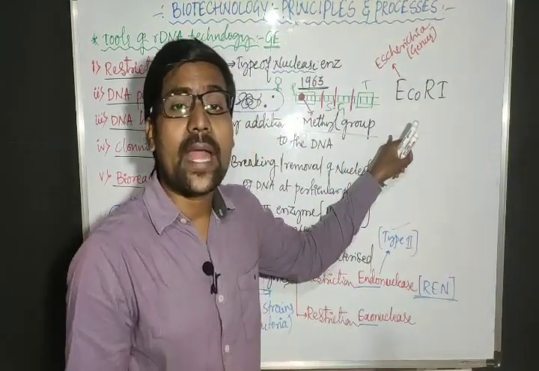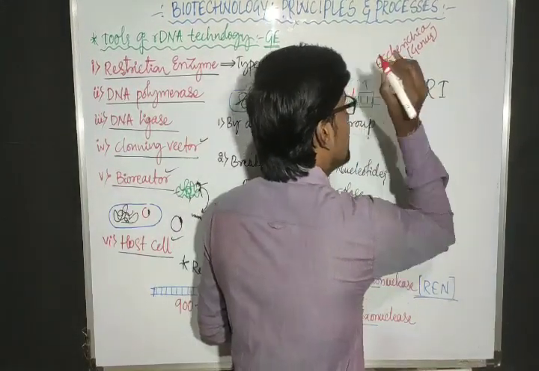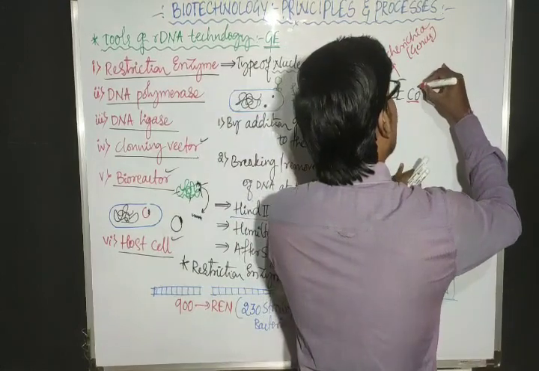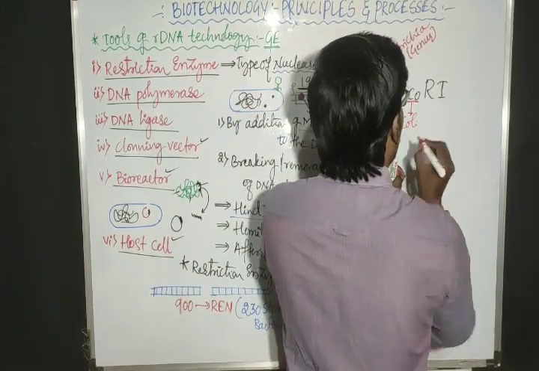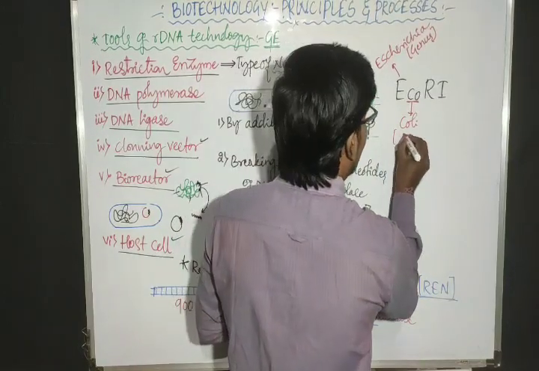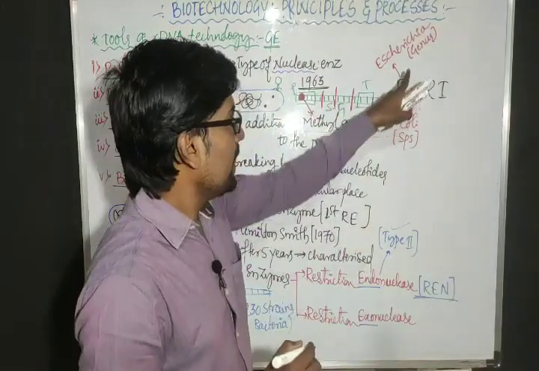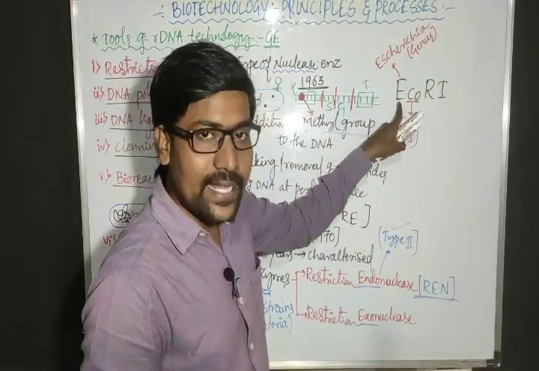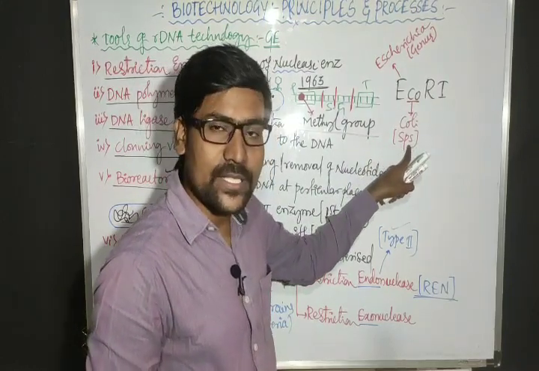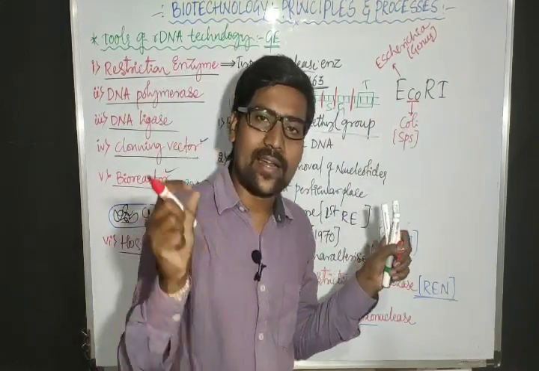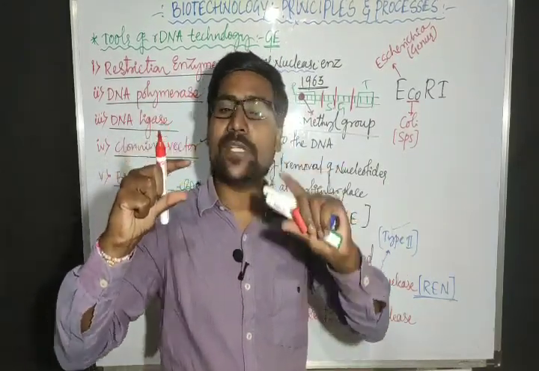It is a genus of bacteria, Escherichia. And CO means coli. So coli is the species name. The first letter indicates the genus name, and the next two letters indicate the species name. In the scientific name of any organism, first we write the genus name, then we write the species name.